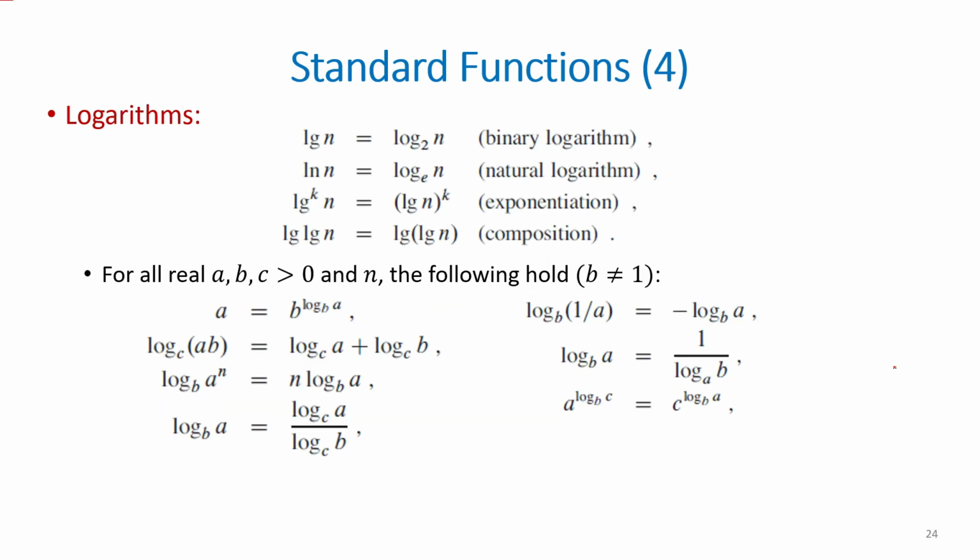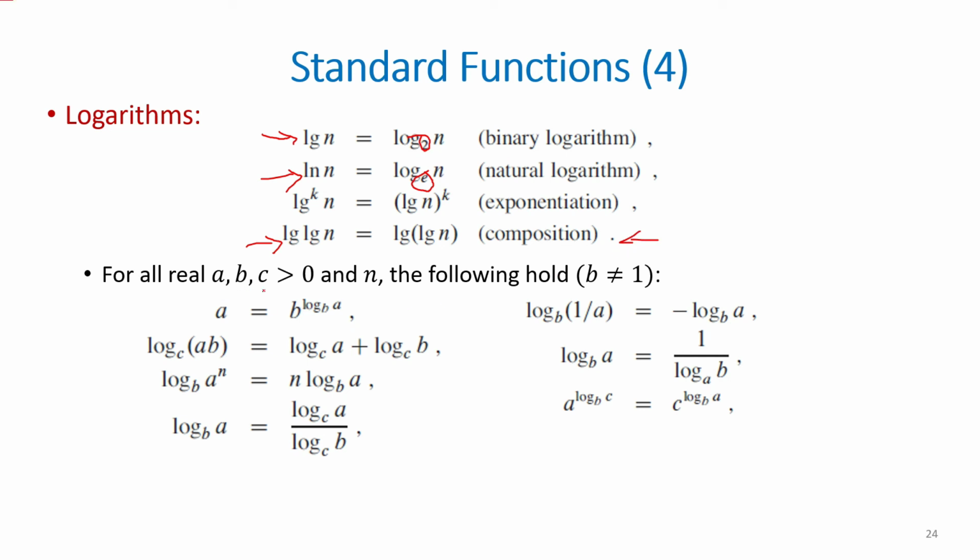On this slide, we have the definition for the logarithmic function. What you should keep in mind over here is the difference between the different notations. When we use lg of n, we mean the log to the base 2, which is called the binary logarithm. If we use ln of n, we mean the natural logarithm, base e. lg^k n is the same as writing lg of n whole power k. And finally, lg lg n is actually the log of log n. This is known as composition.